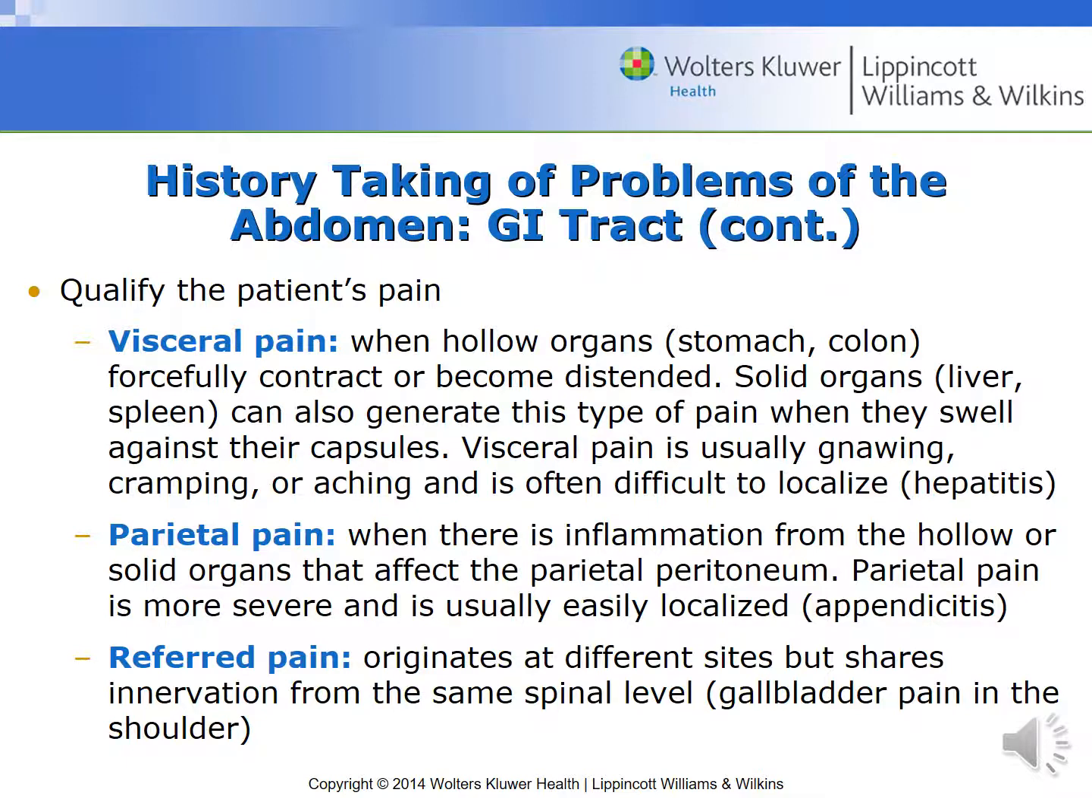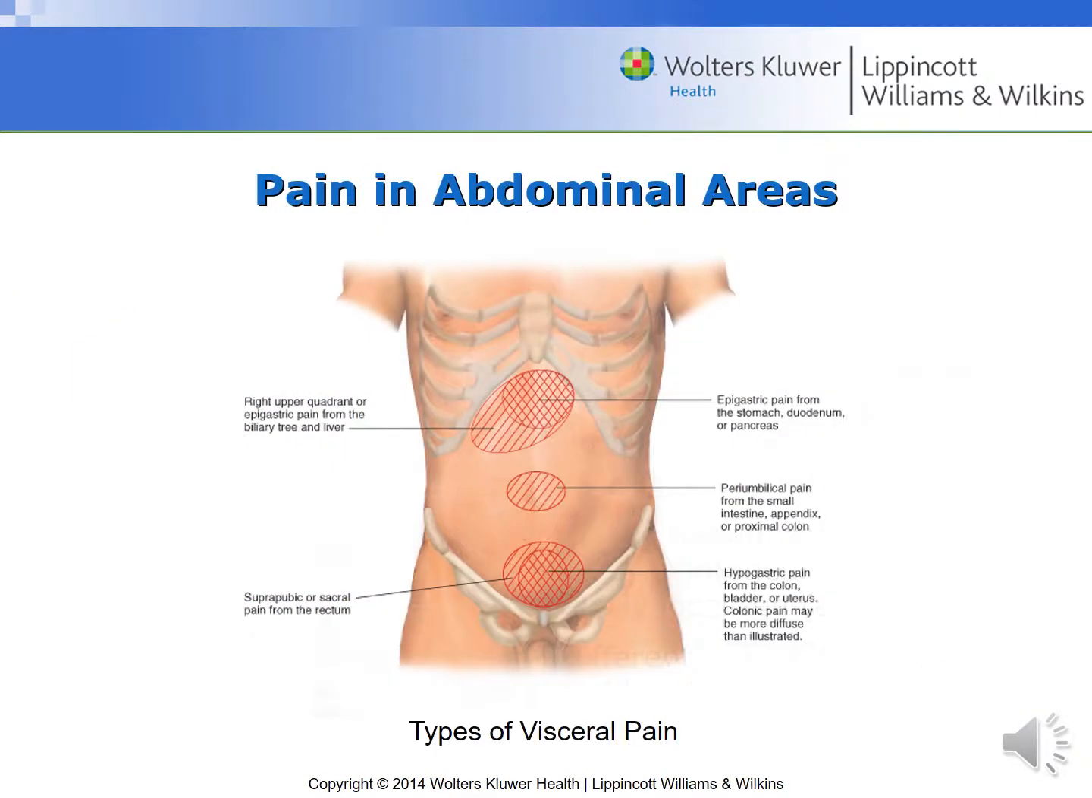Referred pain originates from different sites. So, for example, with gallbladder pain, a lot of times patients will have pain in their shoulder. And here's a nice diagram that's also found in your book in terms of where you might also find other types of visceral pain. So depending on where in the abdomen, you find the different types of visceral pain based on location.